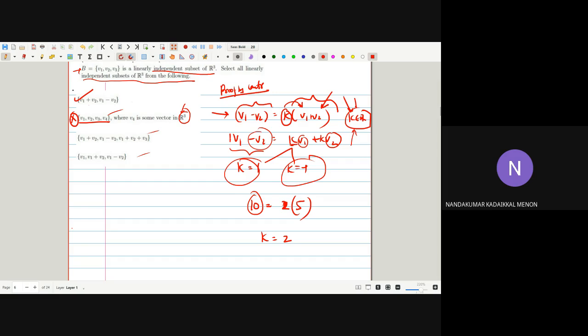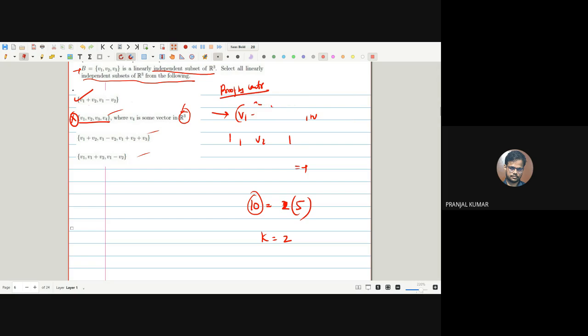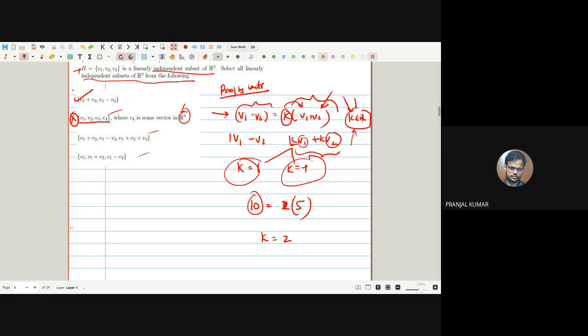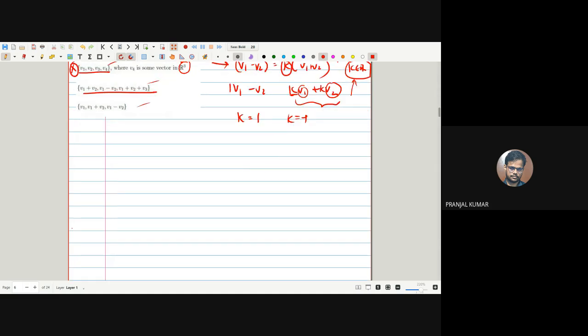Since I know that LHS is equal to RHS, that is in the question actually, we have to check whether they are independent subsets. If you are not understanding, I will explain at the end, but right now I need to move on. So these two values tell me that there is no unique scalar K. So these two are independent. Now what about this? Let's check it again.